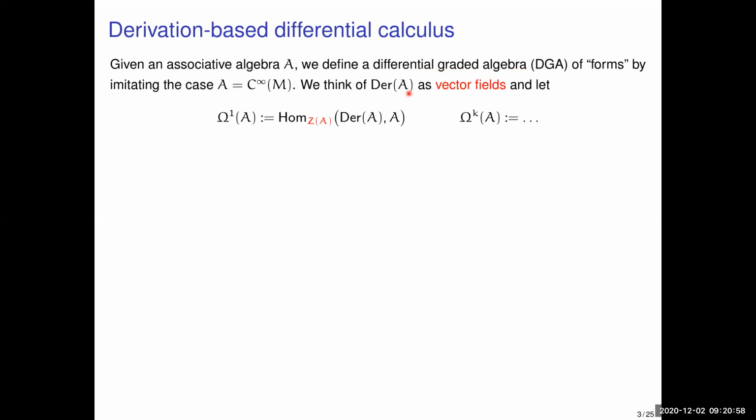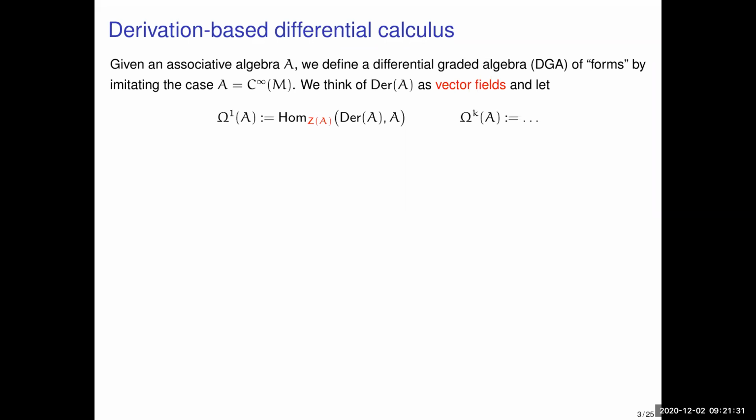By derivation here, I mean maps from A to A, so with trivial coefficients, let's say. We can use these as vector fields because this is what they are classically. And we can define forms dually. So one-forms will be module maps from derivations to the algebra itself. And by module map here, derivations form a module over the center of the algebra, so by module map, I mean linear over the center of A.